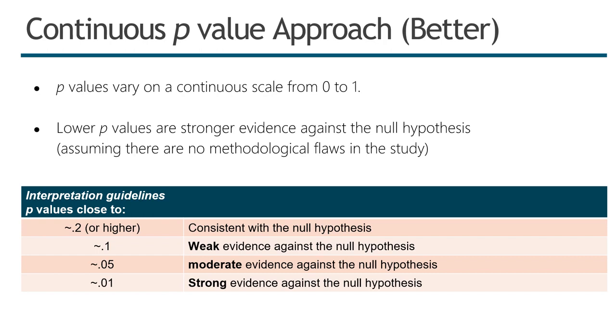If you look at the guidelines for interpretation in this chart, you can see that one way of thinking about p-values is, if they're close to 0.2 or higher, that data might be seen as being consistent with the null hypothesis. However, as p-values get smaller, you can see that the strength of the evidence gradually gets stronger. So p-values close to 0.1 might be considered as weak evidence against the null. P-values close to 0.05 might be considered as moderate evidence against the null, and p-values of 0.01 would be considered strong evidence against the null.